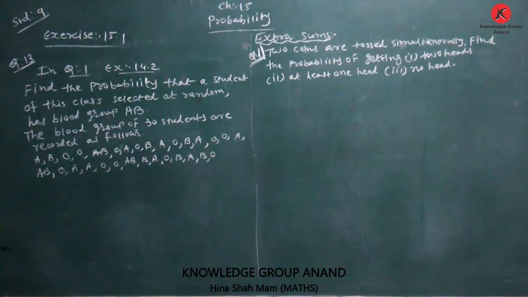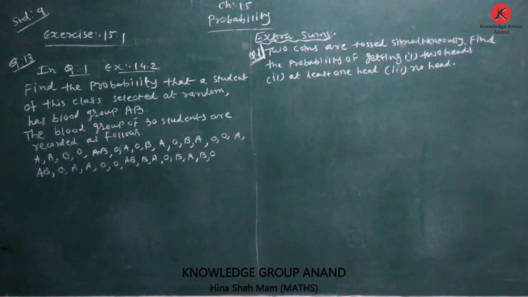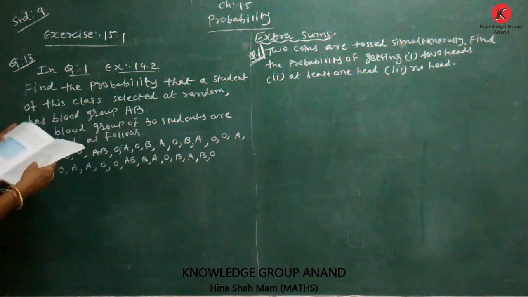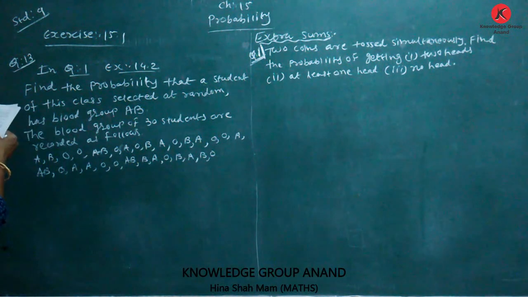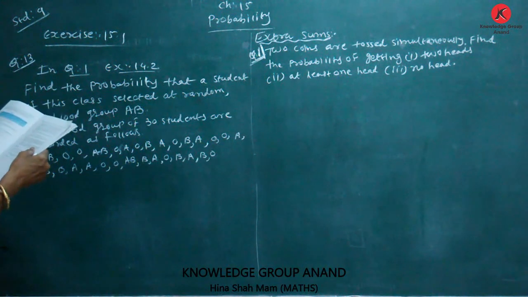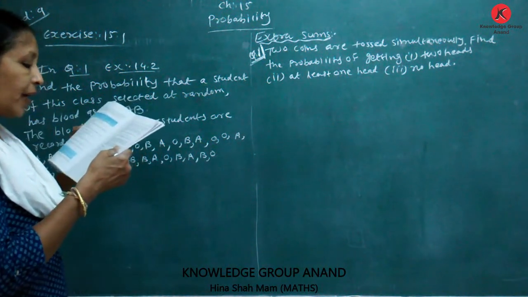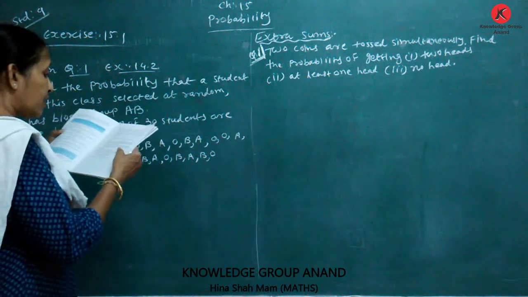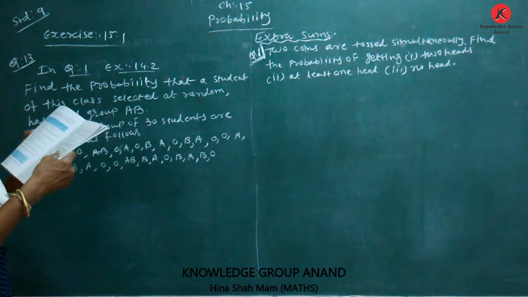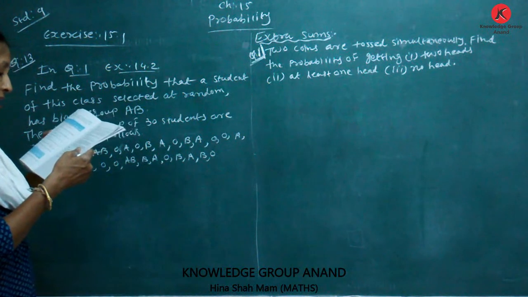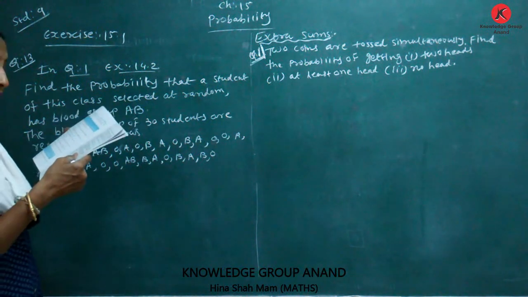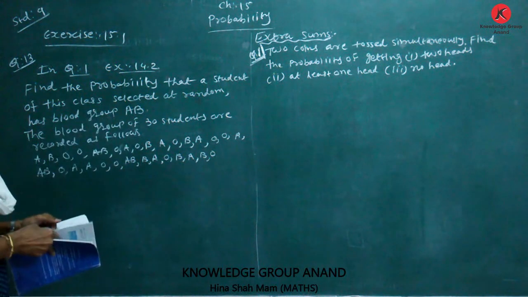Exercise 15.1. Question number 30, the last question of our exercise. Question number 30 is based on question number 1 in exercise 14.2, where you were asked to prepare a frequency distribution table regarding the blood groups of 30 students of a class. Use this table to determine the probability that a student of this class selected at random has blood group A.